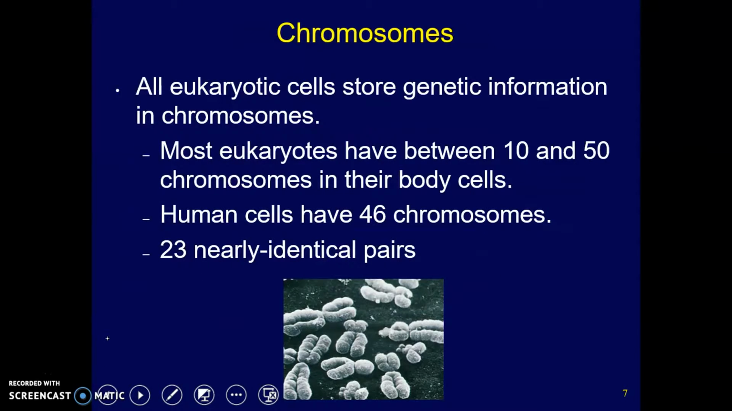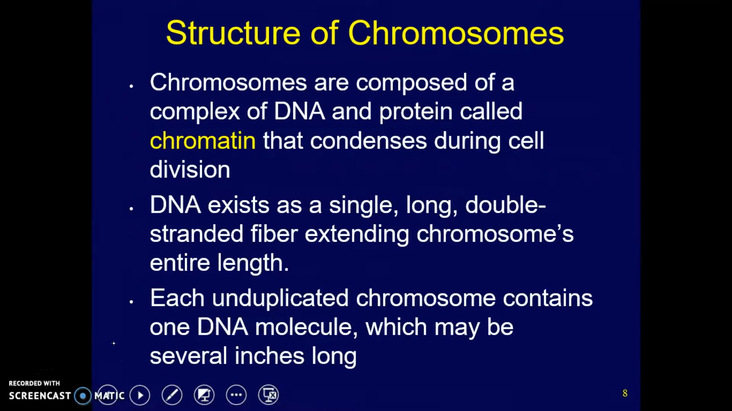All eukaryotic cells store genetic information in chromosomes. Most eukaryotic cells have between 10 and 50 chromosomes in their body cells. Human cells, such as ours, have 46, and they're paired up, so you have 23 nearly identical pairs. Chromosomes are composed of a complex of DNA and protein called chromatin that condenses during cell division. DNA exists as a single long double-stranded fiber extending the chromosome's entire length. Each unduplicated chromosome contains one DNA molecule, which may be several inches long.